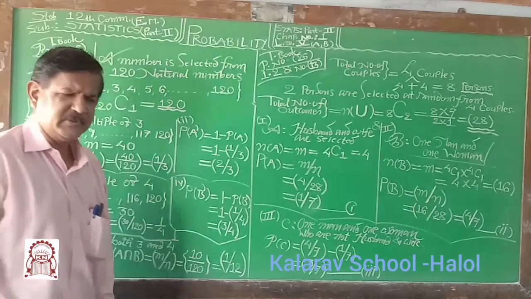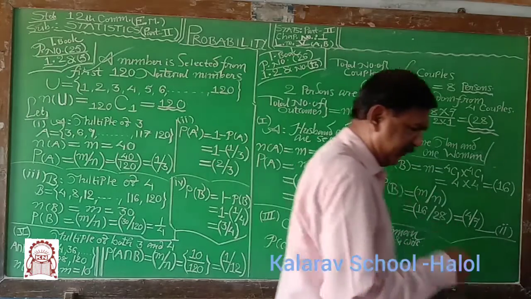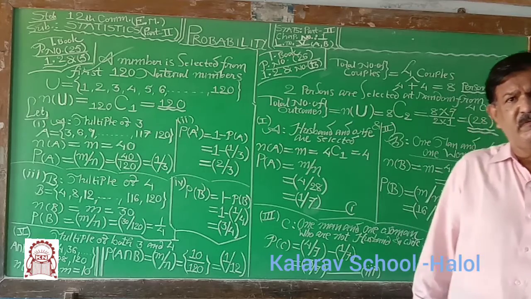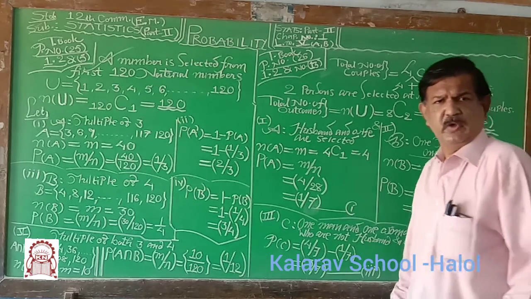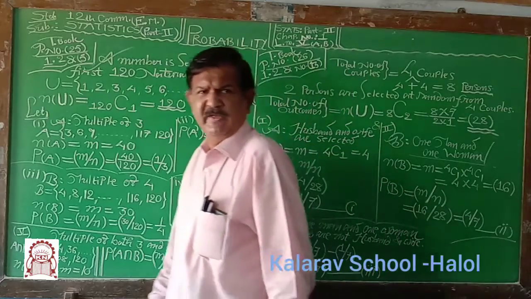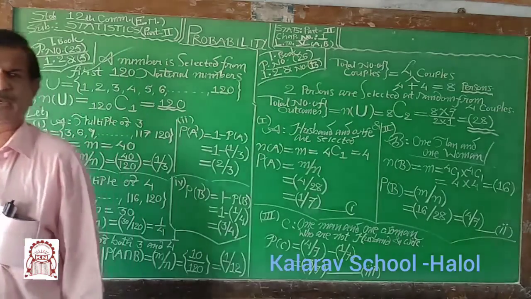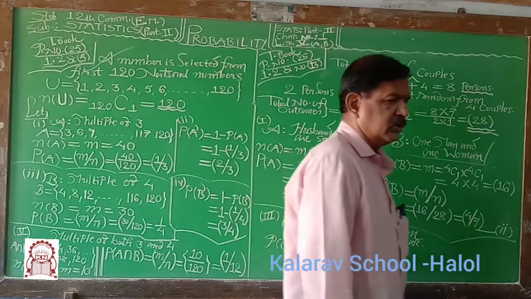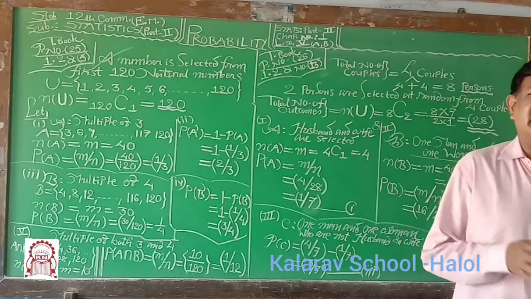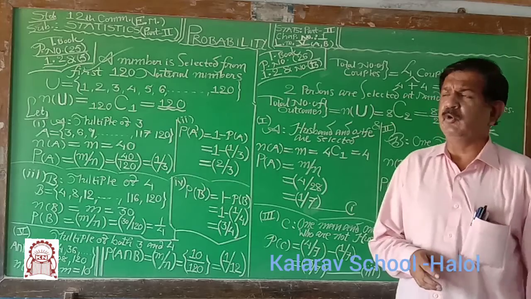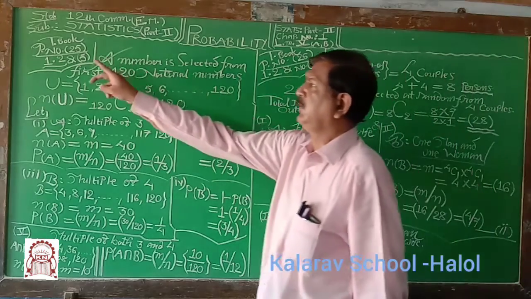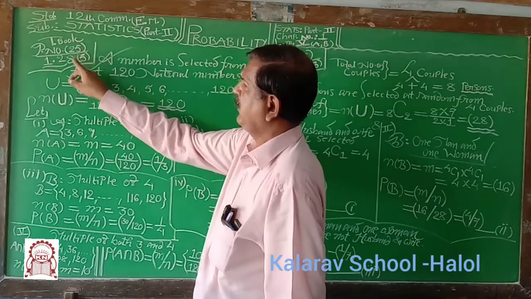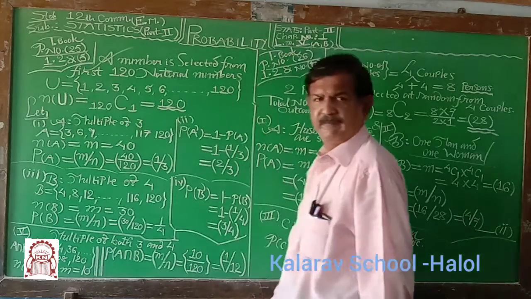Probability, statistics part 2 will be chapter number 1, the important chapter from the last 2 or 3 lectures. We have taken the practical numerical examples based on probability. Today we take the textbook exercise examples. Exercise 1.2, on page number 25, example number 5.